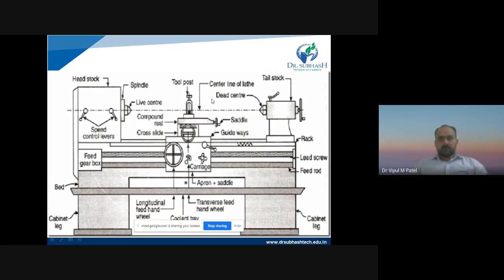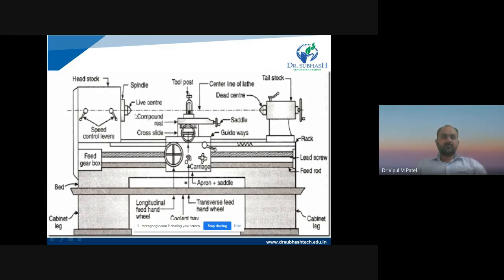Right? This one is the central line of a lathe. This one is the central line of a lathe. This one is a spindle, and this one is a headstock assembly. With the use of that, we can easily hold the workpiece and rotate the workpiece. And if our workpiece is of higher length, then we have to accommodate that workpiece in between these two centers. This one is a dead center and this one is a live center.